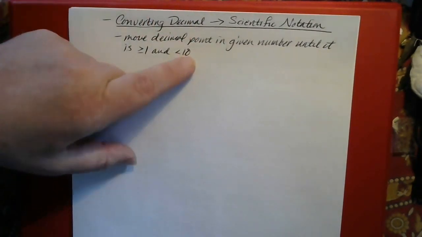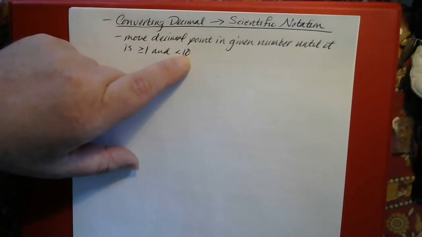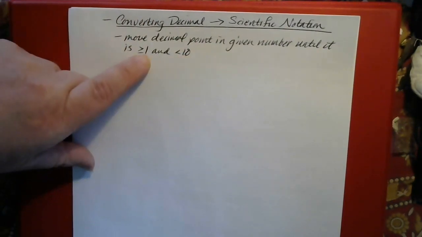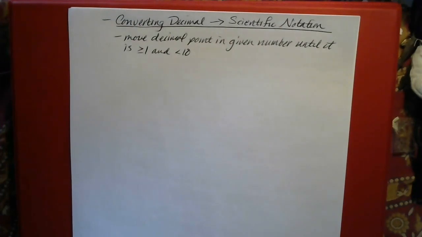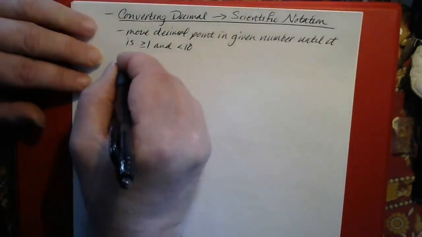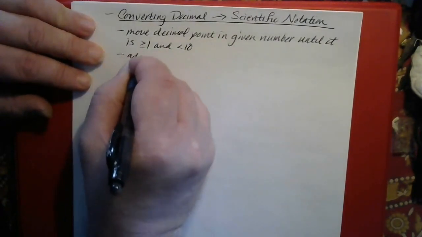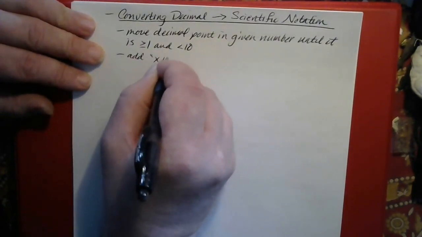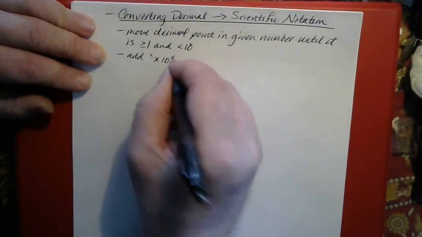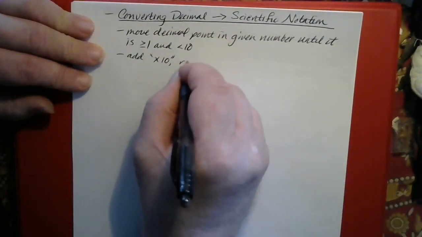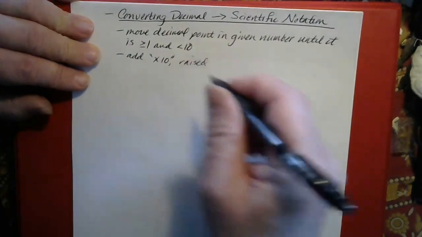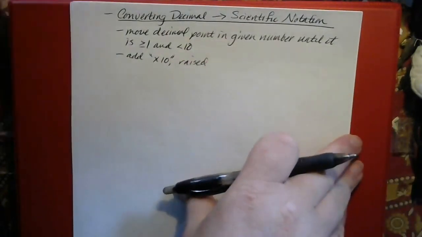If you get 10, then what you're going to want to do is move the decimal place one more place and end up with 1, and then change the exponent, or the power of 10. And then you add times 10, and the 10 should be raised to the power that's equal to the number of spaces the decimal point moved.